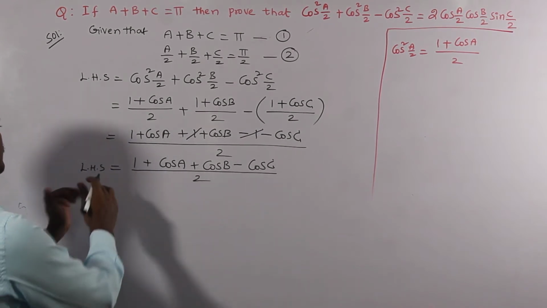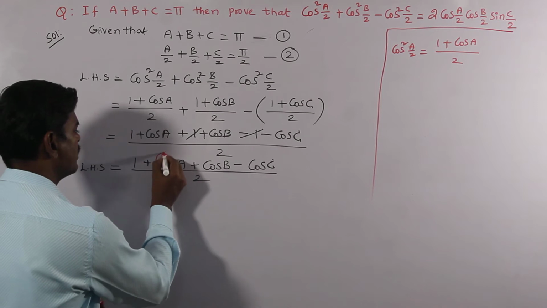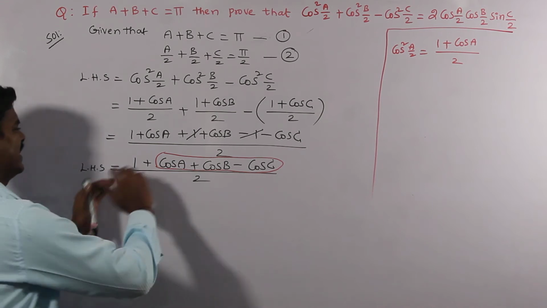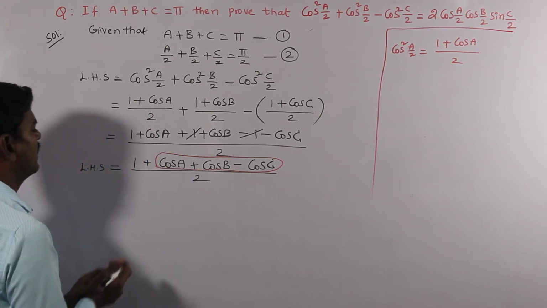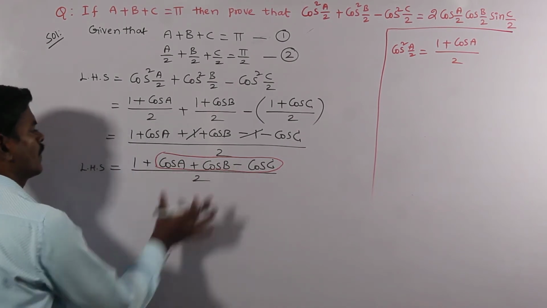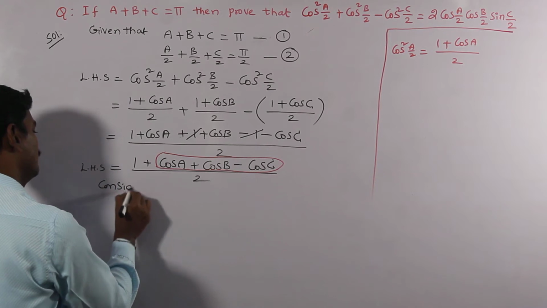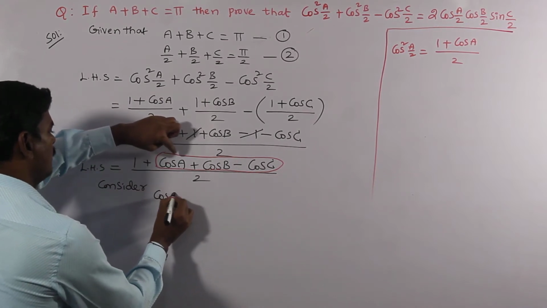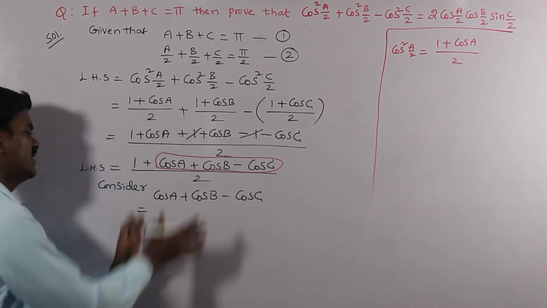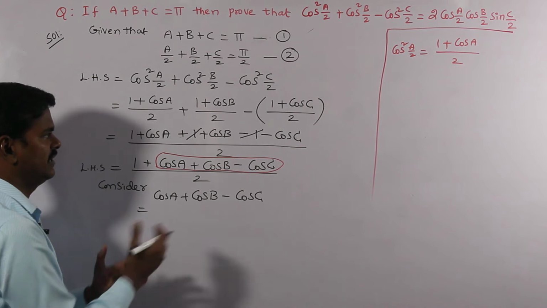Okay. Now let us keep LHS aside for a while. I would like to consider only this ratio part for further simplification. We can go with the total expression, but you may get confused. So to avoid the confusion, let me consider only the ratio part, that is cos A plus cos B minus cos C, for further simplification. After simplifying this expression, once again take LHS, substitute and simplify, then you will get the required answer.